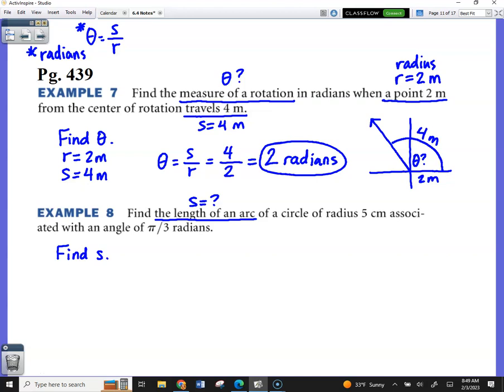R and theta. Now I got to read it and be able to differentiate. You should not mess up theta, because theta is radians, or if it's in degrees, you have to convert it to radians. All right, of a circle with a radius of 5. Label it. There's your radius. It's 5 centimeters. Associated with an angle of pi over 3 radians, there's your theta.